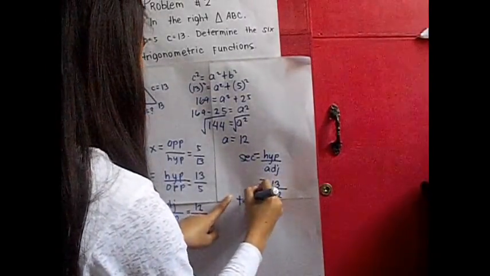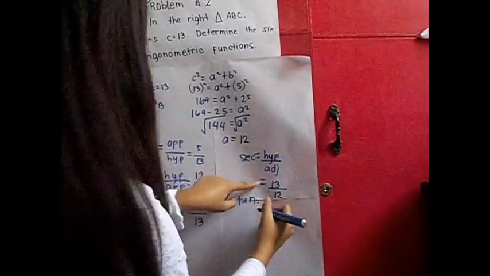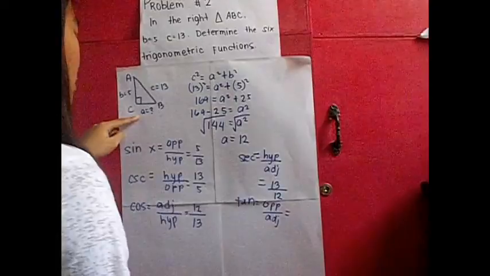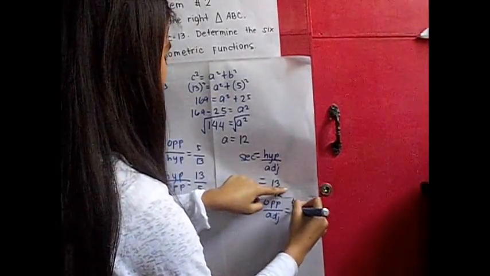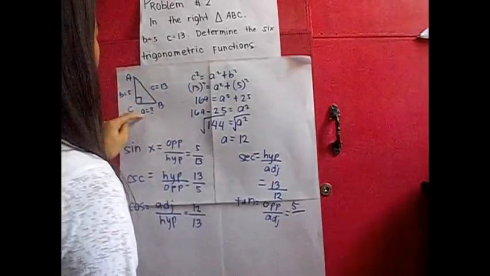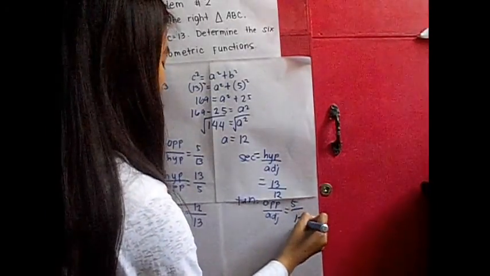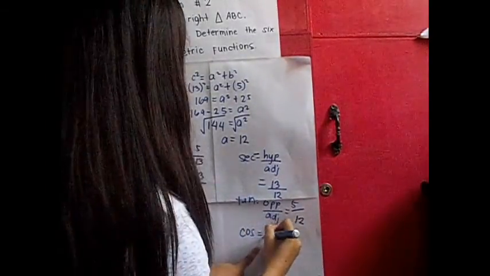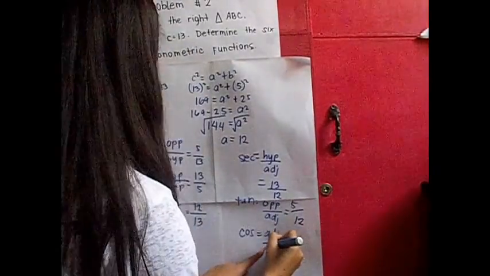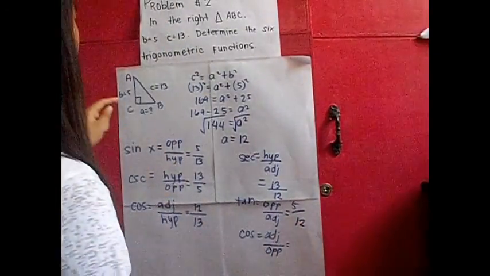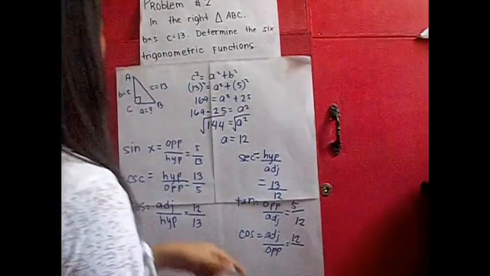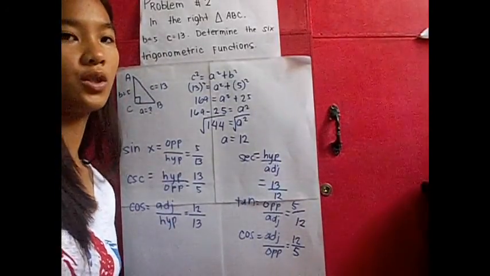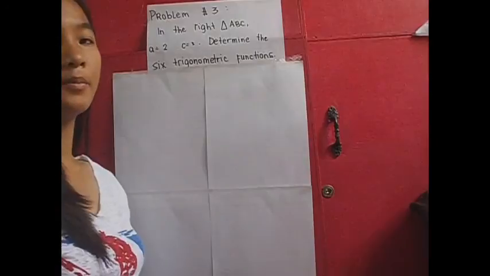The tangent is equal to opposite over adjacent. The opposite is equal to 5 and the adjacent is equal to 12. I'm sorry, 12. And the cotangent is equal to adjacent over opposite. The adjacent is equal to 12 and the opposite is equal to 5. And that is the six trigonometric functions. The next is problem number 3.